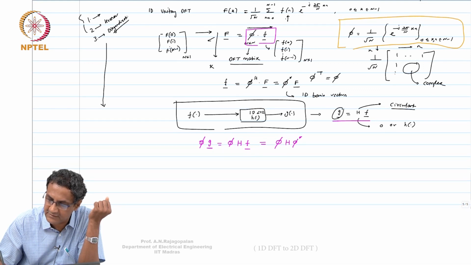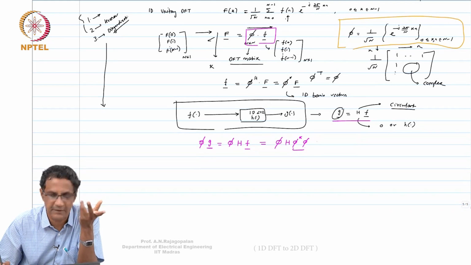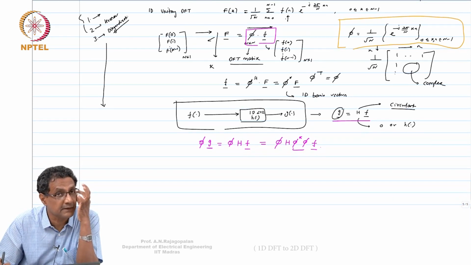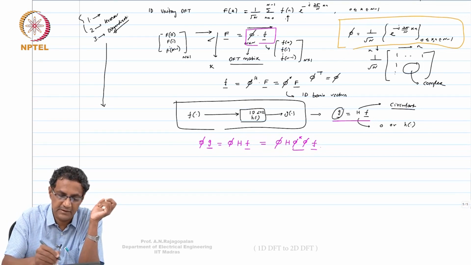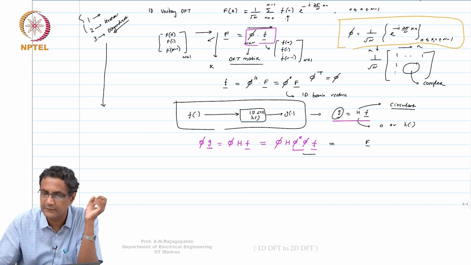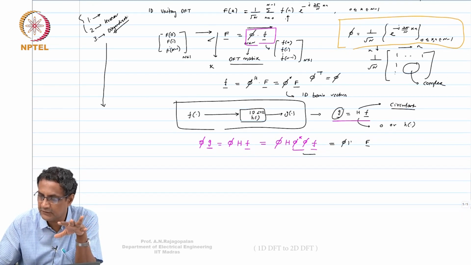Now we know that phi star phi is in fact identity. Correct. Phi star phi is identity, and you have F. So your equation is still balanced, right? There's no issue. But now what happens is, if you look at phi F, that is F. That would be a DFT coefficient of the sequence F, and you are left with phi H phi star.